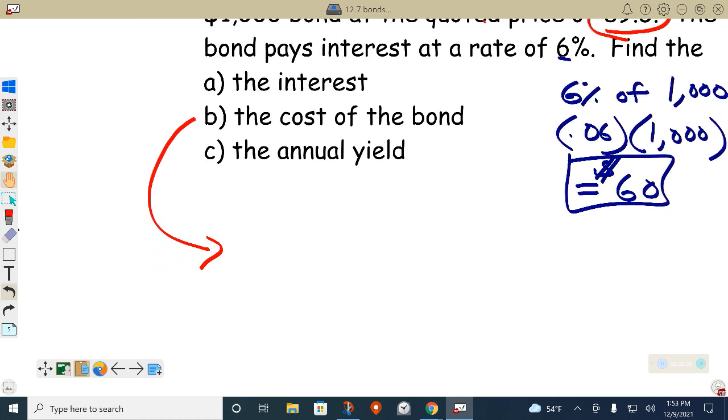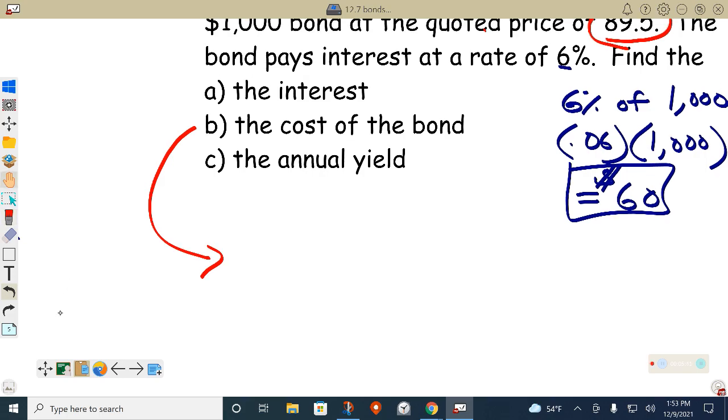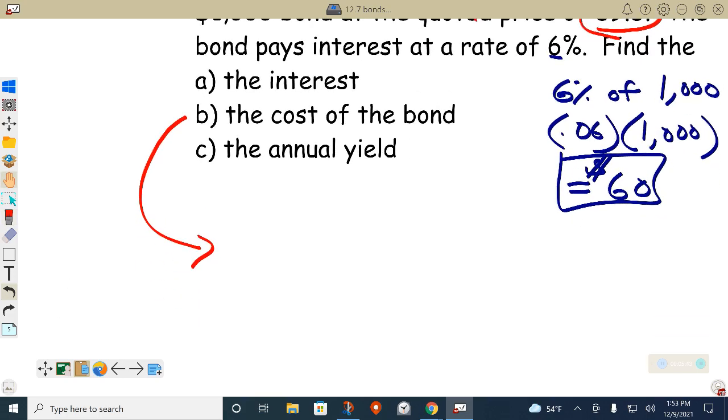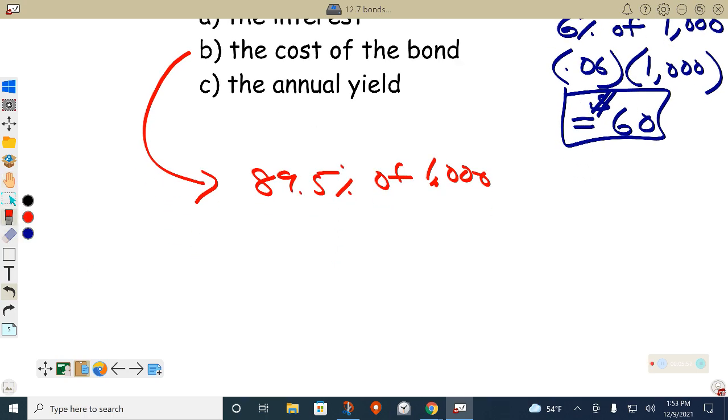So it's always expressed as a decimal. It's kind of strange. That's just the way bond talk works. It's expressed as a decimal. So 89.5 really means 89.5% of the face value. So we have another percent problem. The cool thing about this lesson is just a bunch of percentages. You guys already know how to do percentages. It's not a hard lesson. So 89.5% of 1,000.